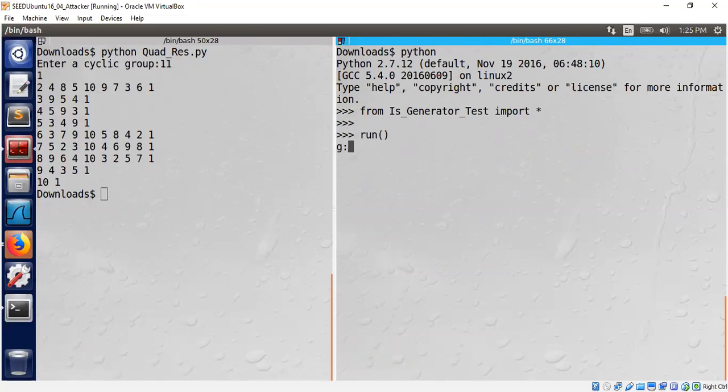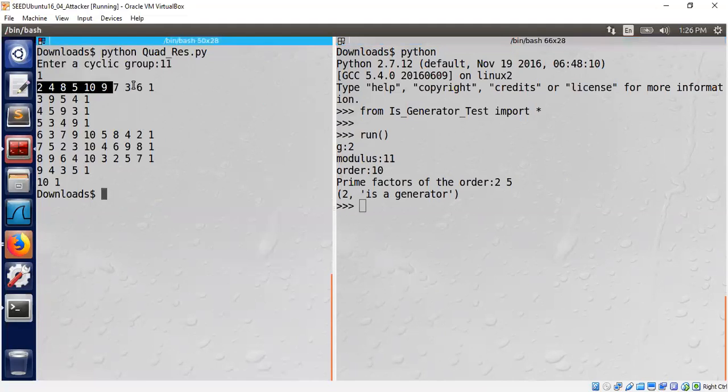It's going to ask me what element I want to test for. Let's say 2. Is 2 a generator? Let's check that. The modulus is 11. Of course, the order is 1 less than the modulus, but the reason I ask for the input is that the theorem is applicable for other groups as well, not just the multiplicative group of prime order. You can apply it for other orders as well. The order is 10 in this case because the modulus is 11. What are the prime factors of 10? 2 and 5. And now the program says 2 is a generator, which we can confirm here. 2 is a generator.